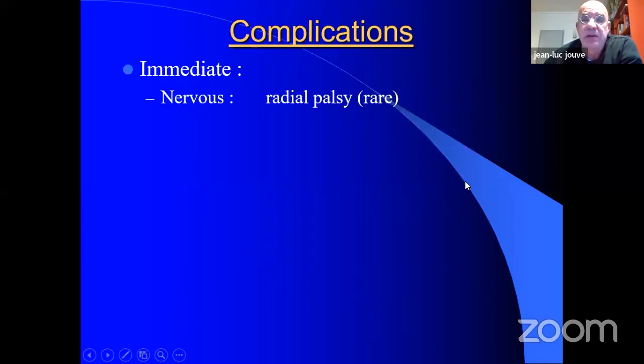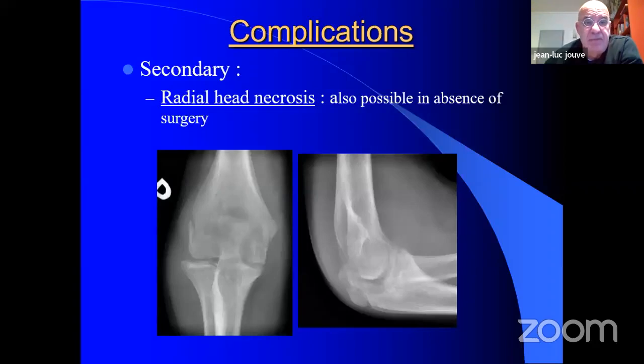There are complications in this fracture. The immediate complication is radial palsy. It's very rare, but it exists. But the most important complication is radial head necrosis, when there is a high displacement, or when you have to do a direct approach. If you do a direct approach, you are exposed to radial head necrosis.